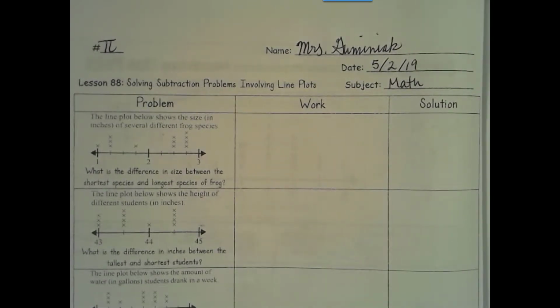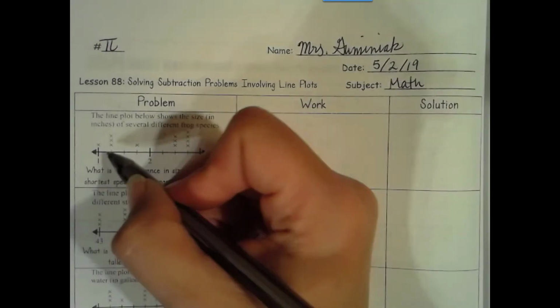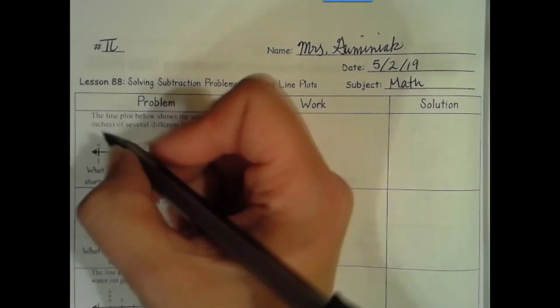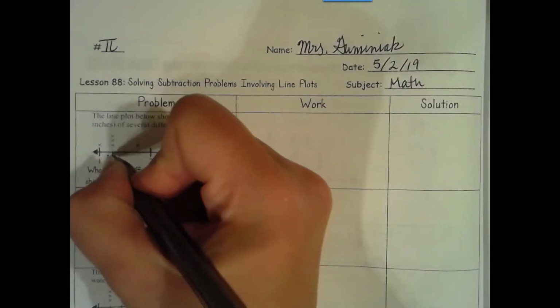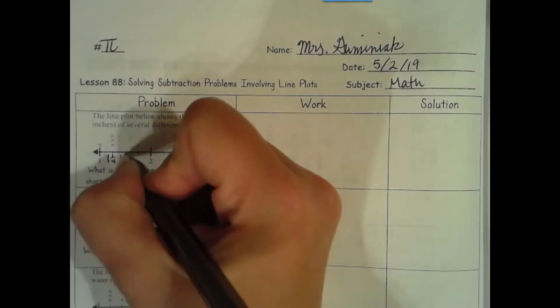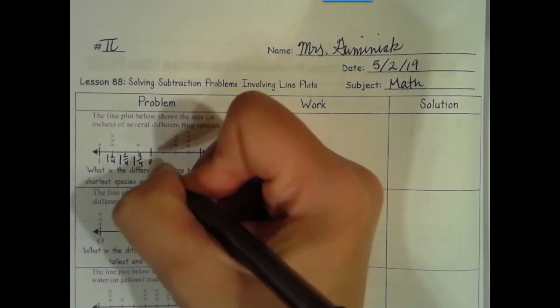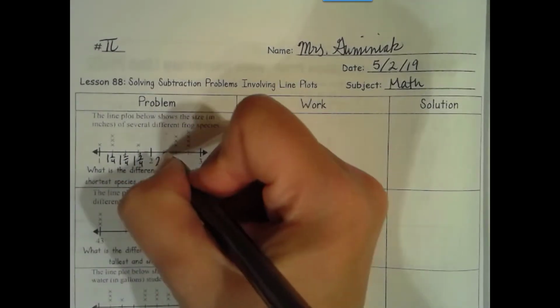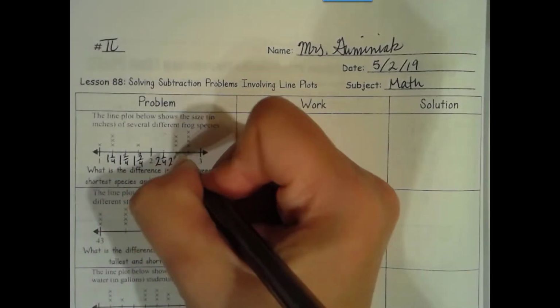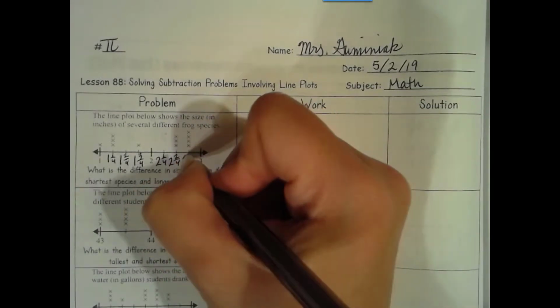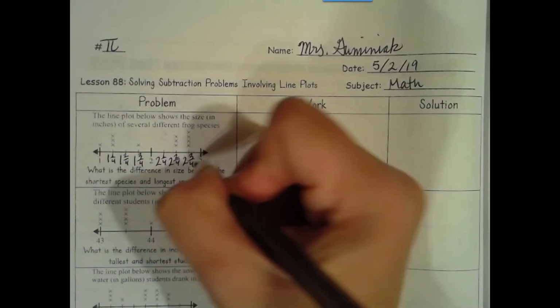Alright, so here we have a line plot. The line plot below shows the size in inches of several different frog species. So we need to get down our scale. It's cut into 1, 2, 3, 4 equal pieces. So we have 1 1/4, 1 2/4, 1 3/4, and 2. 2 1/4, 2 2/4, 2 3/4, and 3.